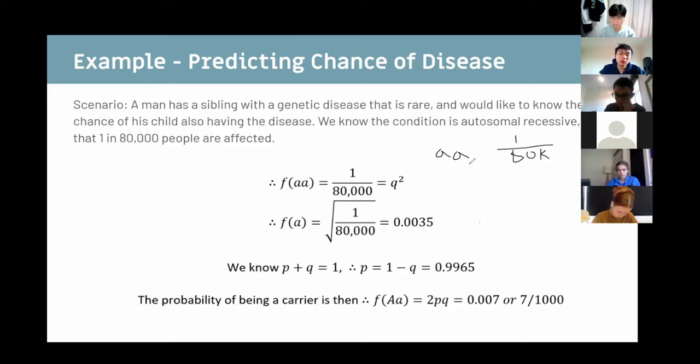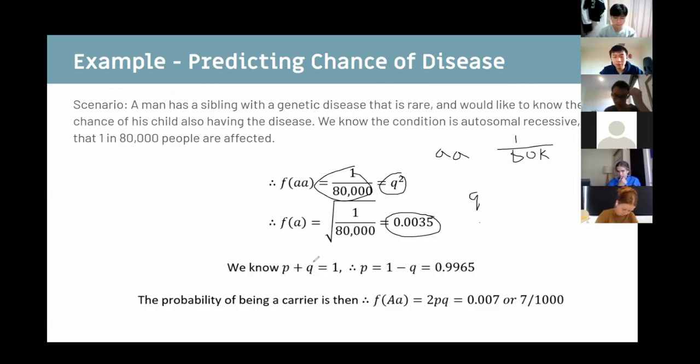And we know the proportion of people who have little a little a is equal to Q squared here, as we established in the previous slides. So that means the frequency of little a little a is 1 over 80,000, and that's equal to Q squared. If we want to find just the proportion of the recessive allele, or Q, we can just take the square root of this. So if you square root it, then you find that Q equals 0.0035.